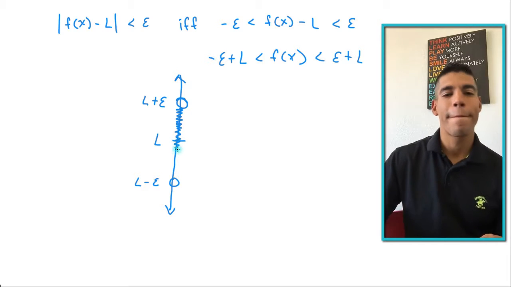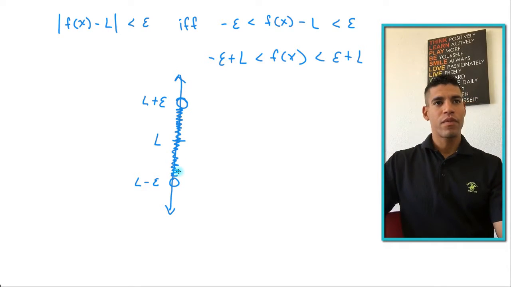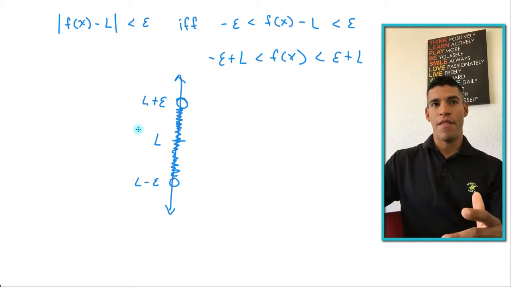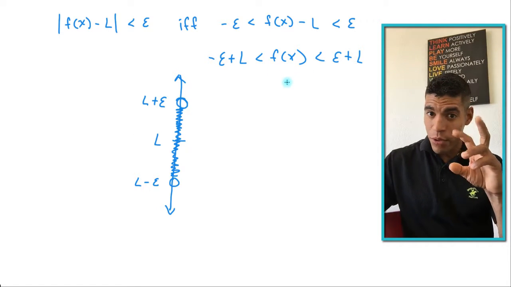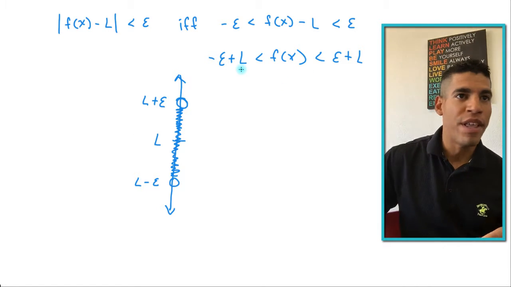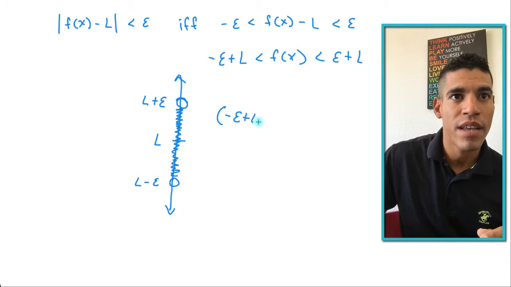Okay? And there you have it. Left. So this is the visual representation. This is the inequality. Now, how would I write that in interval notation? Well, it would be the same thing. So minus epsilon plus L, comma, epsilon plus L.